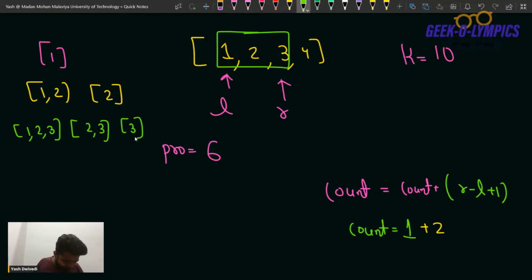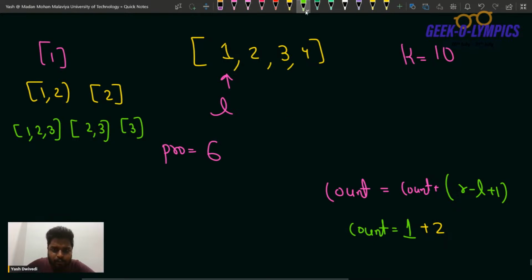Could you please explain the last part again? Yeah, basically which part, Rishit? Suppose in the current window you had 1 comma 2. So just to explain it again, suppose you had 1 comma 2 in this window, right? And this product was what? This product was 2, which is lesser than the K value.